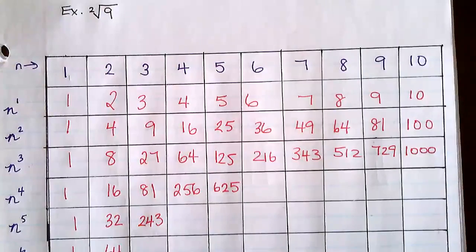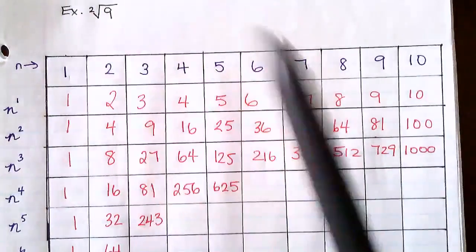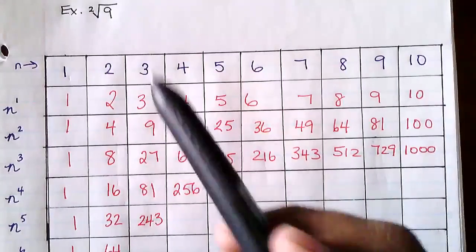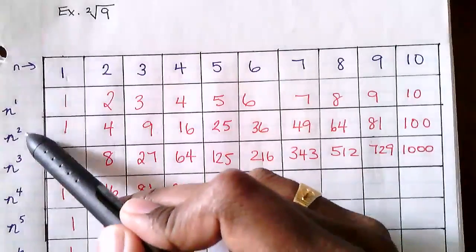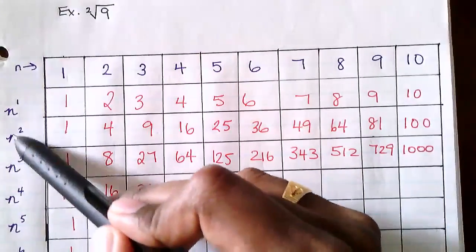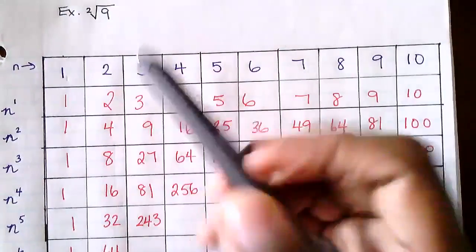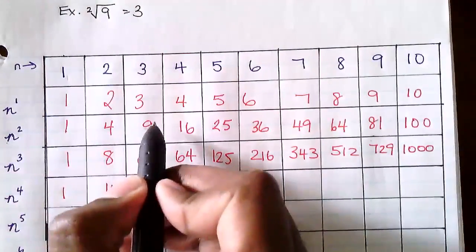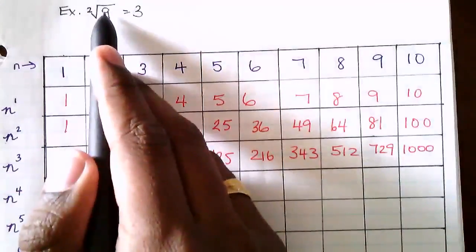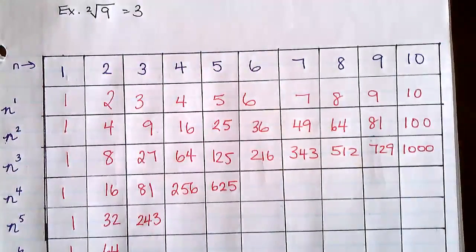I look at my chart, I try to find this original number, 9 is here. This index tells me that the exponent should be 2, which is what I see here. So I'm solving for the n. The n in this case is 3, because if I take 3 and put it to the power of 2, I get 9. So 3 is the square root of 9.